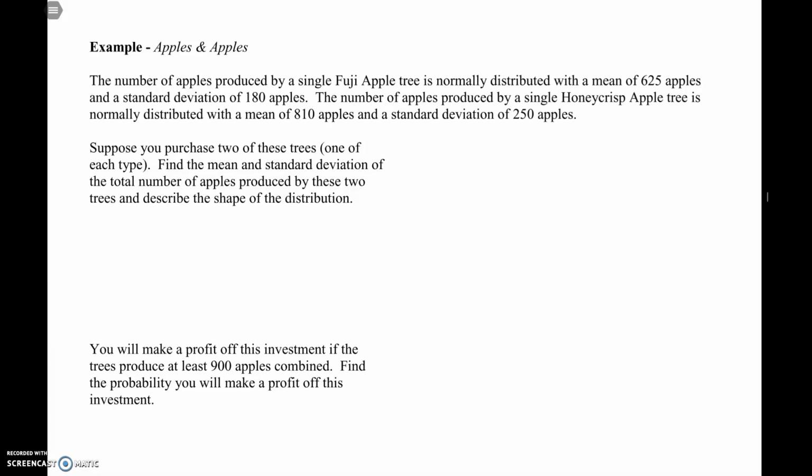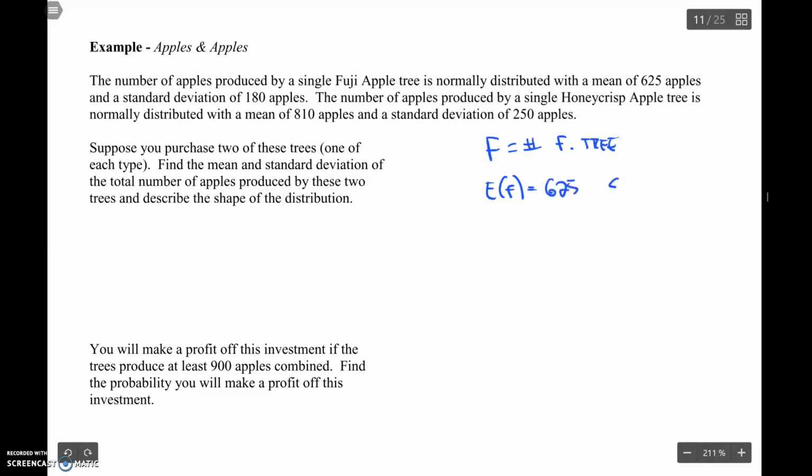All right, so example, apples and apples. The number of apples produced by a single Fuji apple tree is normally distributed. So we'll let F equal the number of apples from a Fuji tree. It is normally distributed with a mean of 625 apples and a standard deviation of 180 apples.